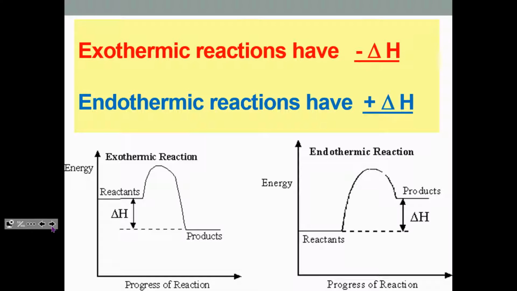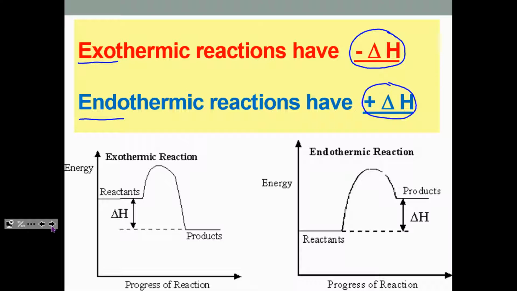So we have two types of system heat changes. We have exothermic reactions and endothermic reactions, or we could say endothermic processes. If it's exothermic, delta H, the enthalpy change, the heat change, is going to be a negative value. Endothermic reactions have a positive delta H, which means that energy is actually absorbed.